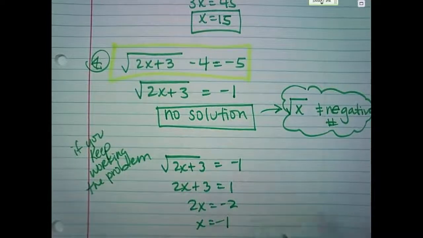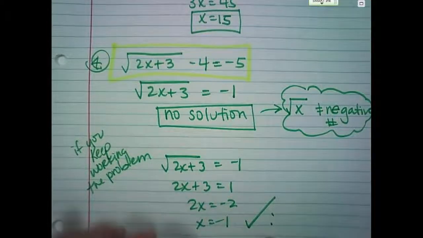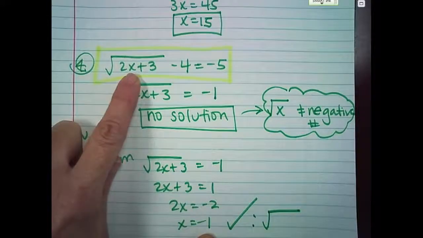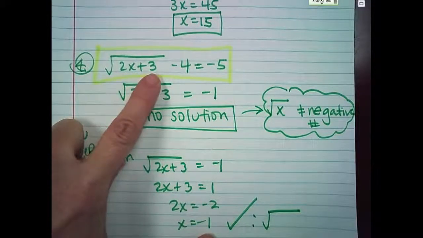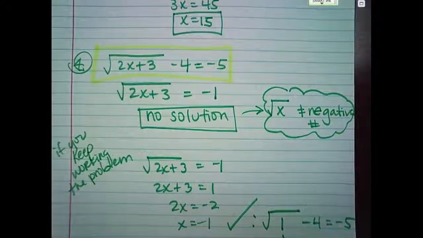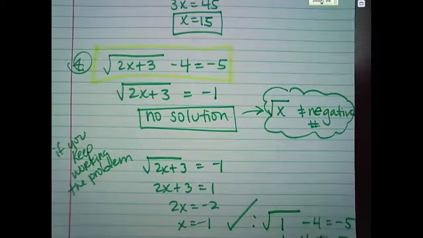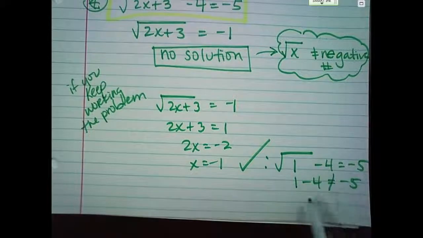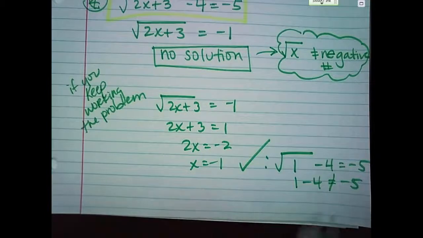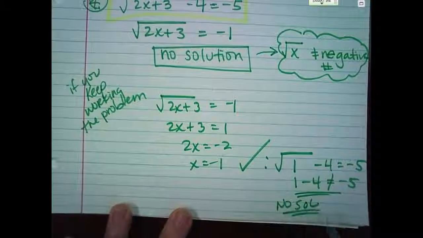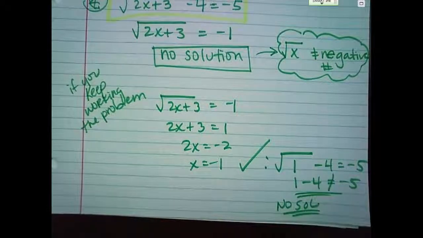But when I went back to do my little check, I would come up here and say, 2 times negative 1 is negative 2. Negative 2 plus 3 is 1. So the square root of 1 minus 4 equals negative 5? Does 1 minus 4 equal negative 5? No. Sorry, you can't see that. So I checked it. 1 minus 4 doesn't equal negative 5. It equals negative 3. So it didn't work. So the answer then, again, would be no solution. Does that make sense? So if you missed it, it's okay. That's why we're checking.